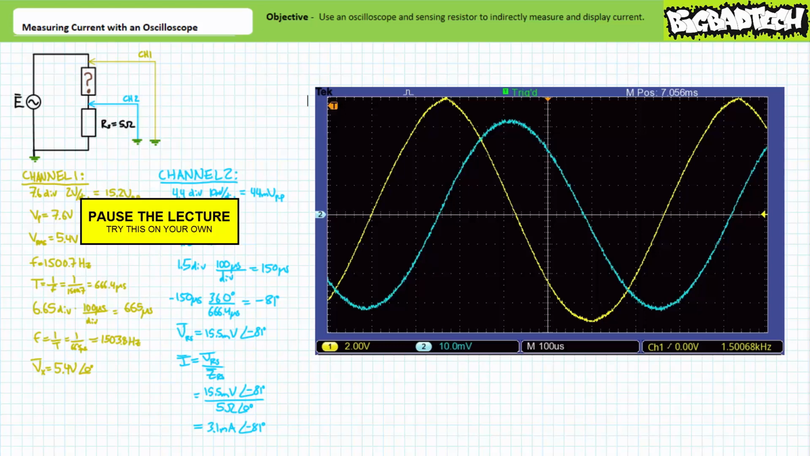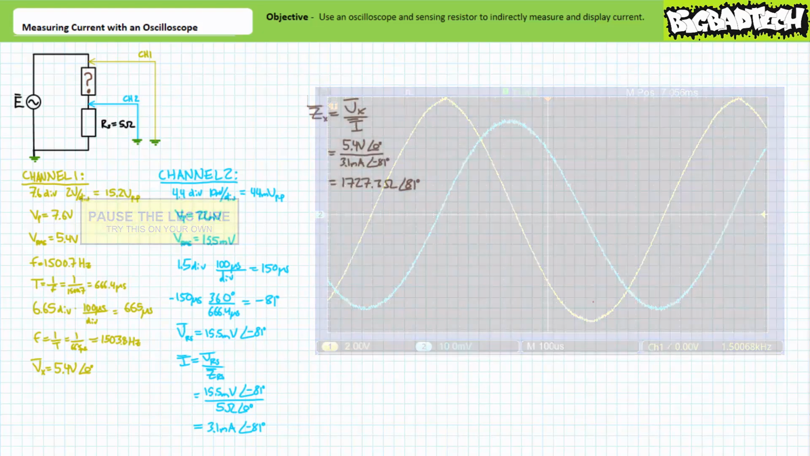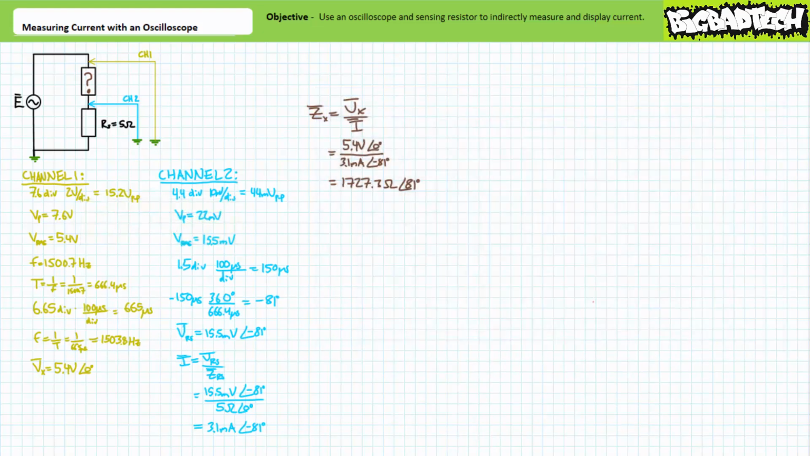By all means, pause the lecture and try this on your own. If you're tracking, you should have arrived at the following results. Impedance is equal to voltage over current. Substituting our given values, impedance appears to be approximately 1,727.3 ohms at an angle of 81 degrees, or roughly 1.7 kiloohms at an angle of 81 degrees, supporting our earlier hypothesis that this impedance is largely inductive.